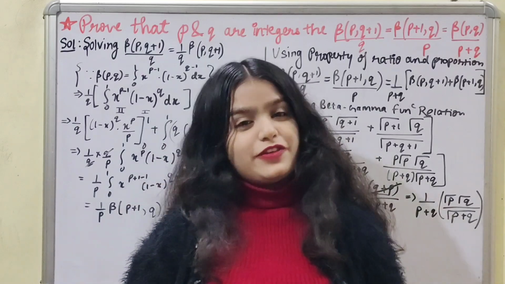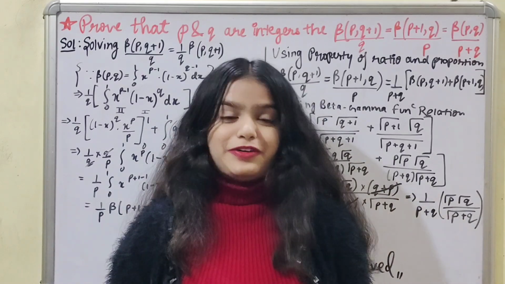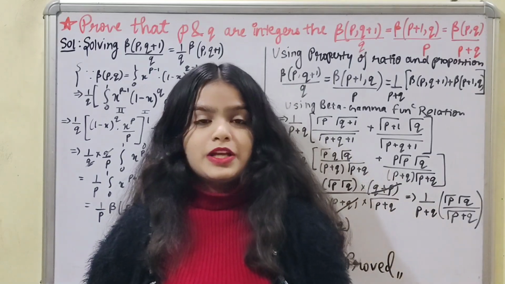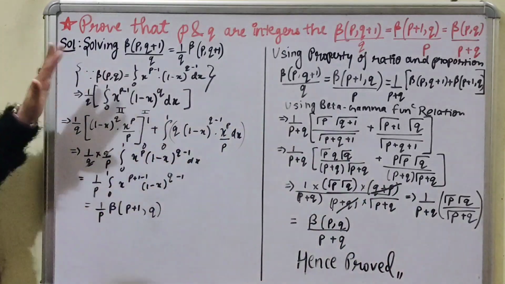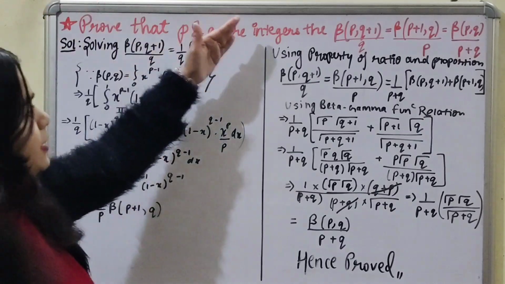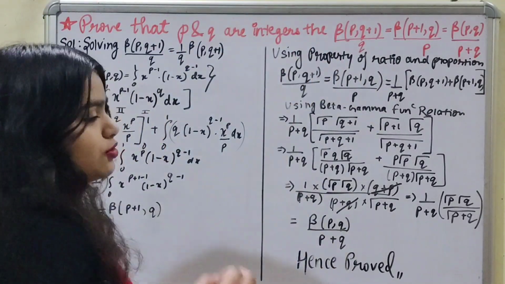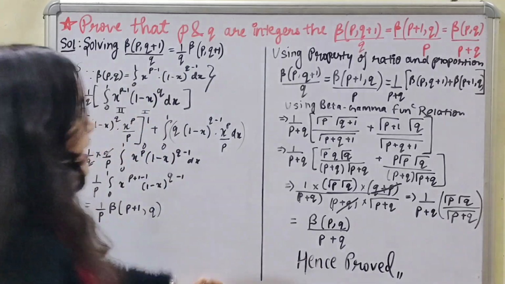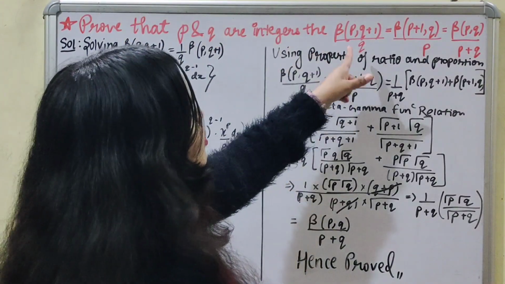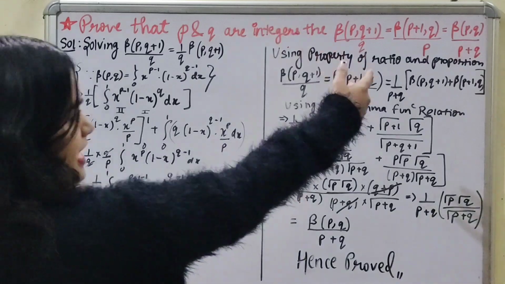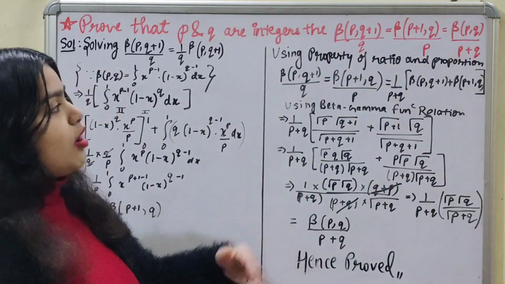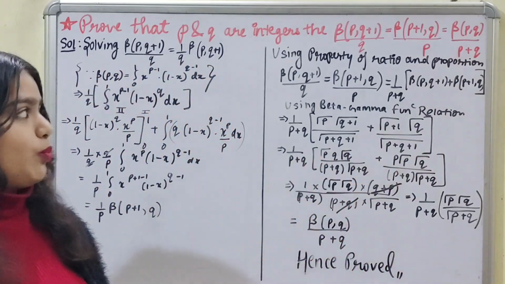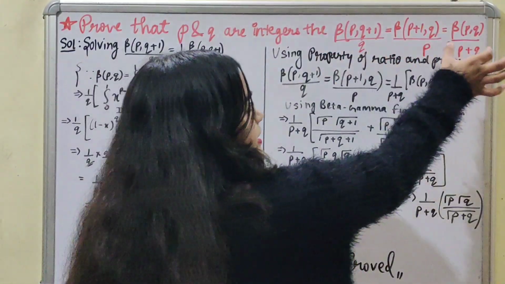I am a BTech CSE first year student and today I am here for the presentation on the topic beta gamma function. In that topic I have the proof that P and Q are integers. First of all we need to prove that P and Q are integers and then beta of P comma Q plus 1 upon Q is equal to beta of P plus 1 comma Q upon P equals to beta of P comma Q upon P plus Q. So we need to prove this relation.